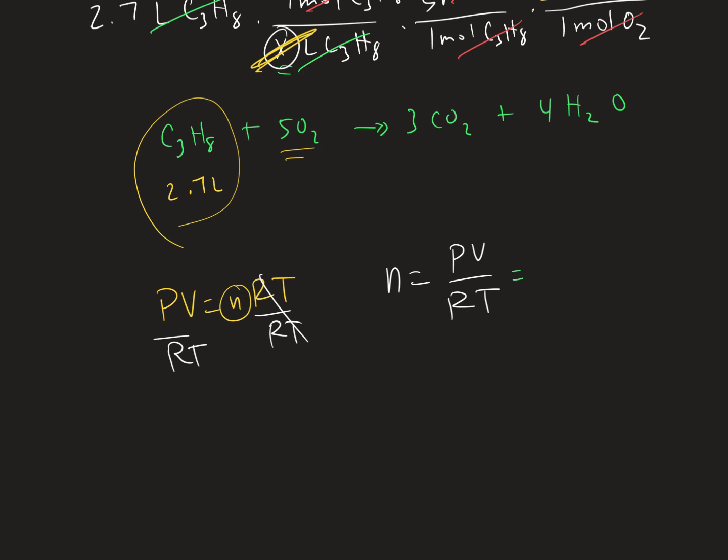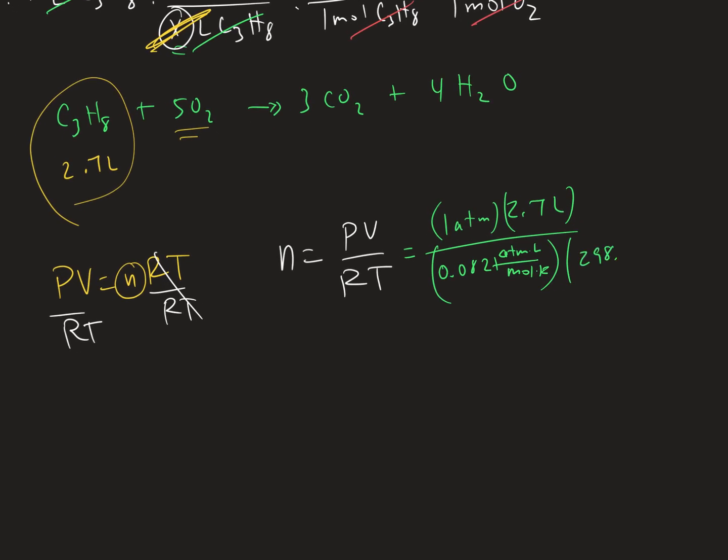So that's equal to, pressure is, we figured was 1 ATM. Yeah, 1 ATM. Volume is 2.7 liters divided by 0.0821 ATM liters per mole Kelvin. That's our R. And our temperature was 298.15 Kelvin. So ATM cancels, liters cancel, Kelvin cancels, leaving us with moles. And we get 0.552 moles of oxygen.